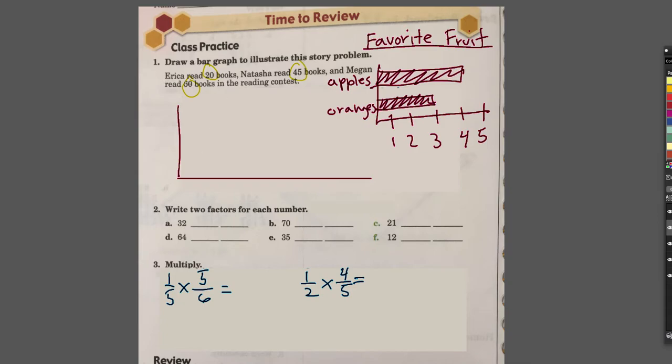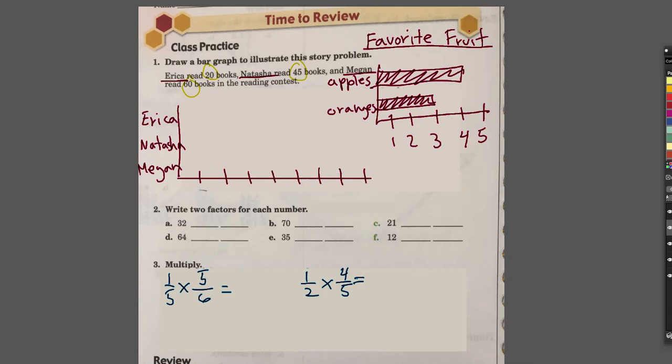And let's do our labels. So what are the labels? Erica, Natasha, and Megan, right? So you do Erica, Natasha, and Megan. And down here is where we would put our scale.